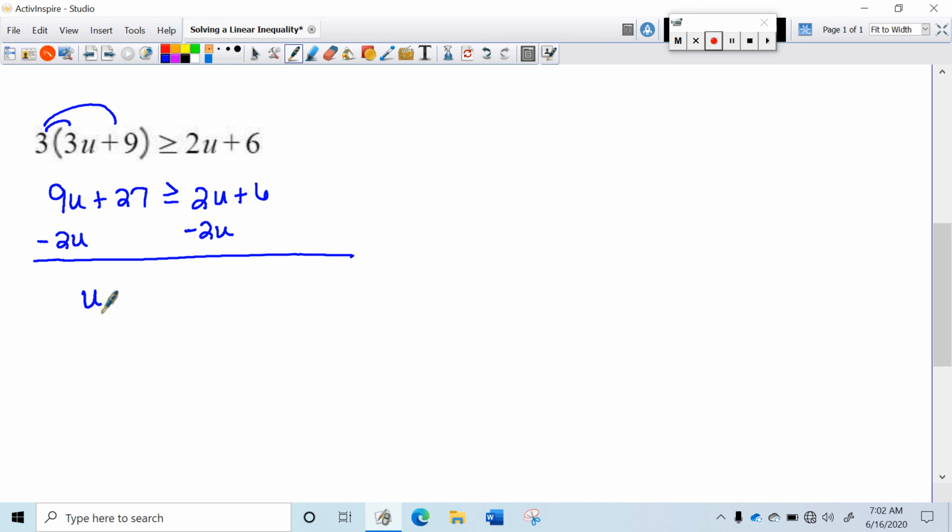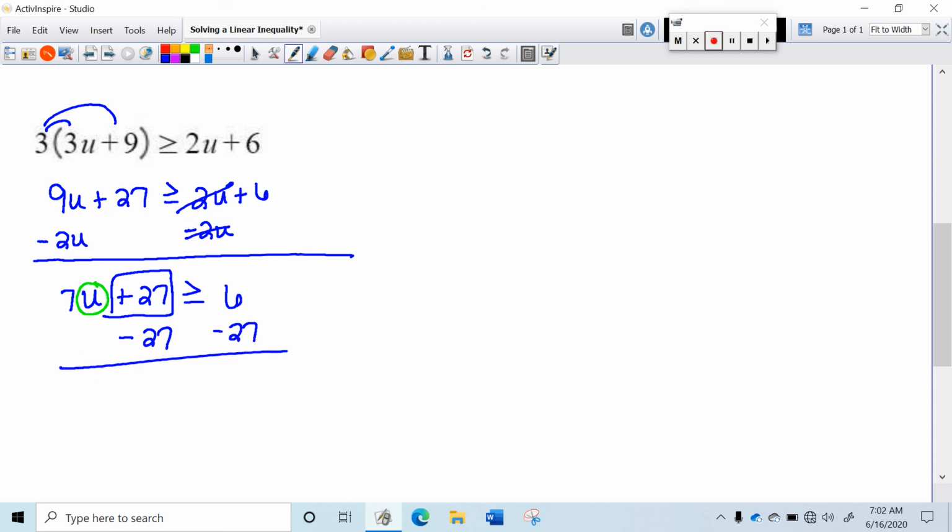So for my u's, 9 take away 2 is 7. Everything else, plus 27, is greater than or equal. The opposites cancel because 2 take away 2 is 0, so that's gone. Bring down the 6. Okay, you are trying to get the u by itself, so you need to deal with a positive 27 next. You're going to do the opposite, negative 27, on both sides. So bring down your 7u, opposites cancel, is greater than or equal to 6 take away 27 is negative 21.